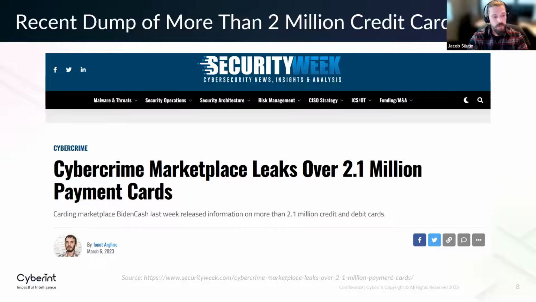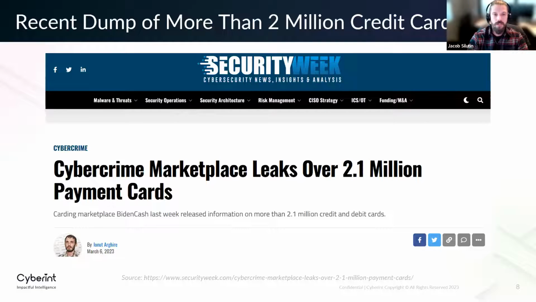The most recent dump that is related to the financial service, and let's say the recent most major dump, was published back on March 6th, earlier this month. A cybercrime marketplace by the name of Biden Cash has released information about over 2.1 million credit cards.